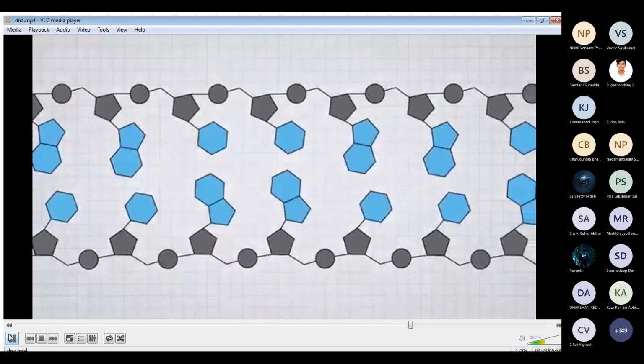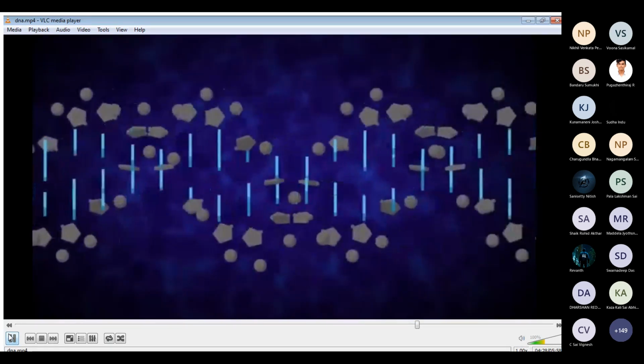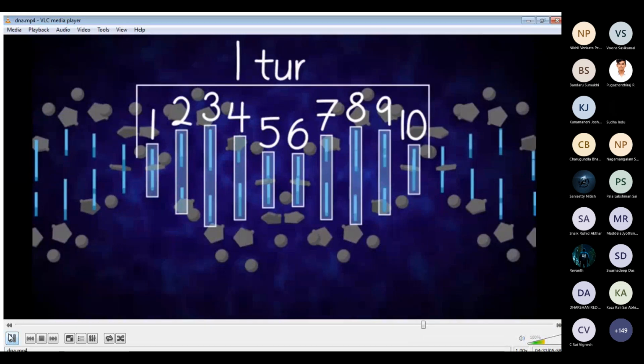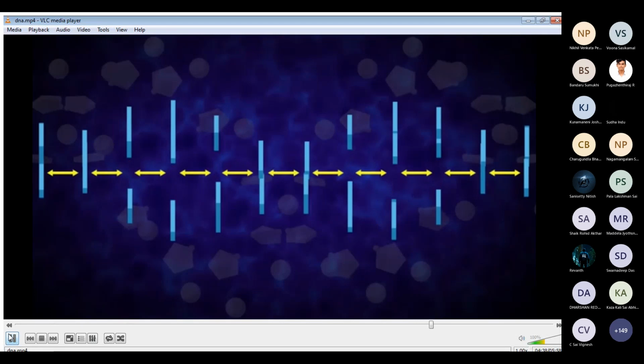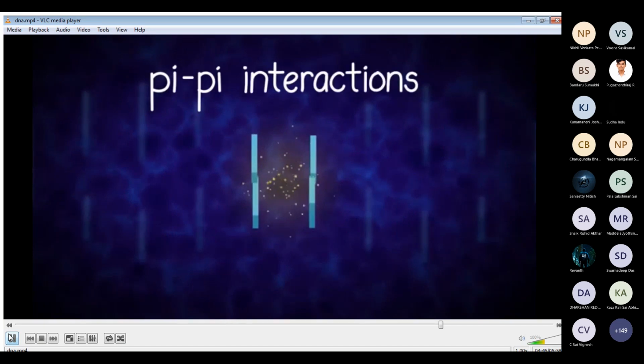The double helix structure of DNA is highly regular. Each turn of the helix measures approximately 10 base pairs. In addition to the hydrogen bonding between the bases, the stacking of the bases also stabilizes the double helix structure. These pi-pi interactions form when the aromatic rings of the bases stack next to each other and share electron probabilities.